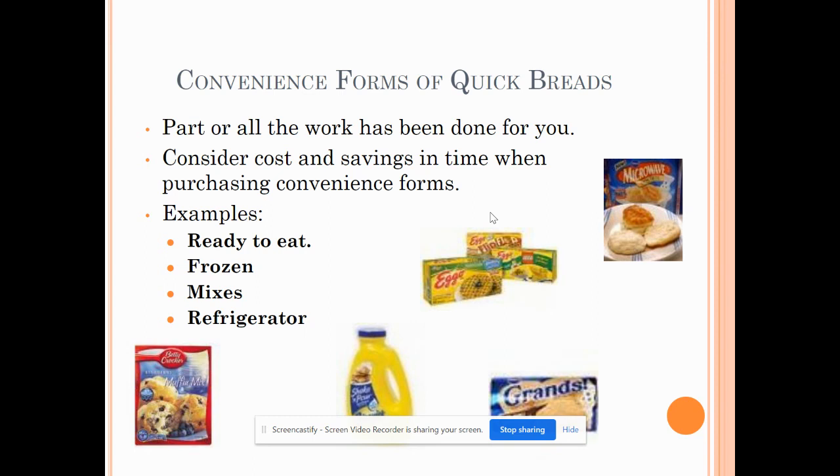Mixes are things like a muffin mix or a pancake mix, where all you're adding is things like oil or an egg or liquid. Lastly, we have refrigerated. So we have pre-made doughs like biscuit dough, where they're refrigerated, and all you have to do is get your biscuits onto a pan and bake them off in the oven. So there are a lot of convenience forms, but making things from scratch is always the best. It's always going to taste the best.